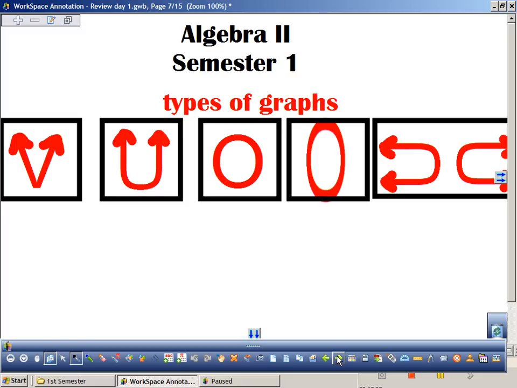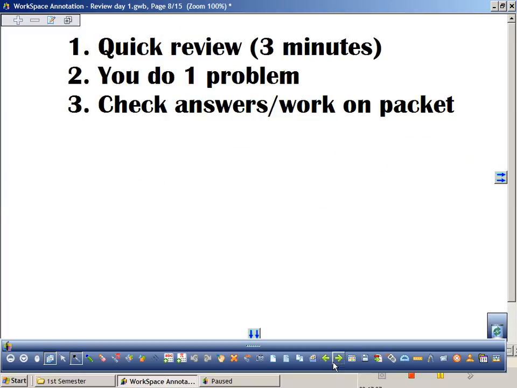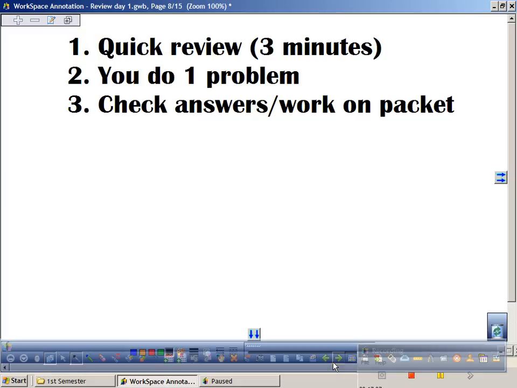All right, I'll just choose semester 1, types of graphs. We did absolute value graphs in the very beginning. Then we moved to parabolas, circle, ellipse, hyperbola. Fun stuff. Okay, so we're going to do one really quick review, for like 3 minutes. Then you're going to do one problem, and then we're going to check our answers.